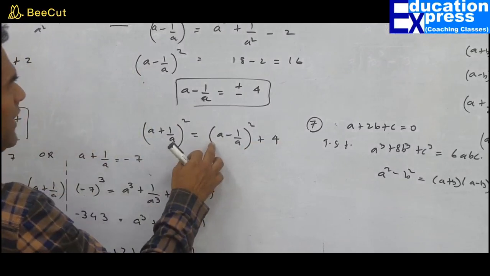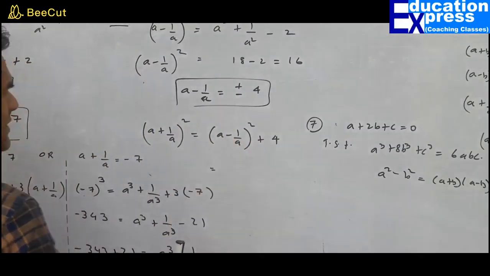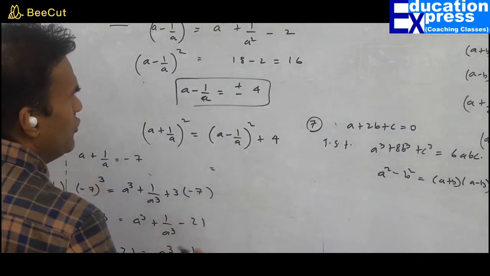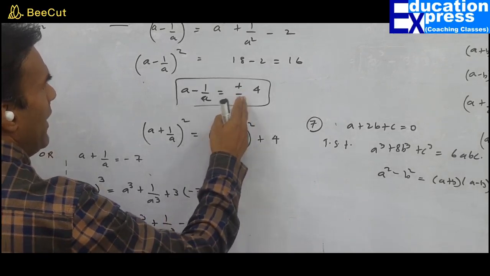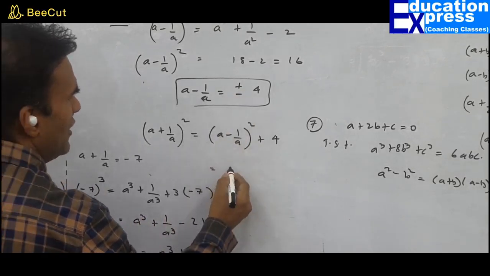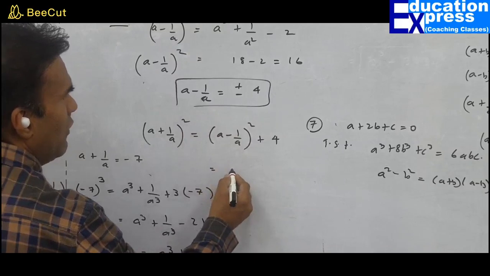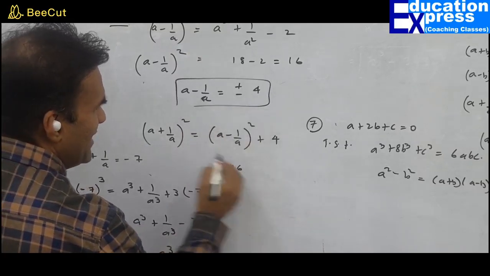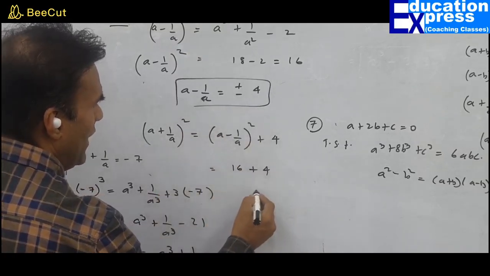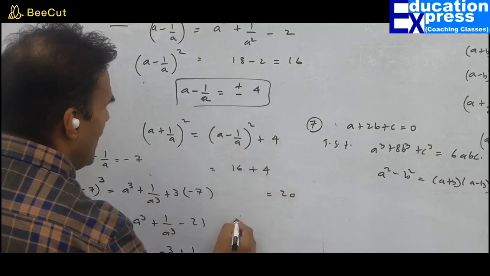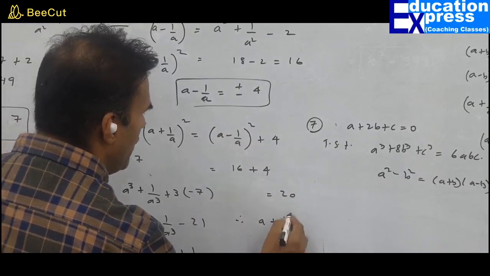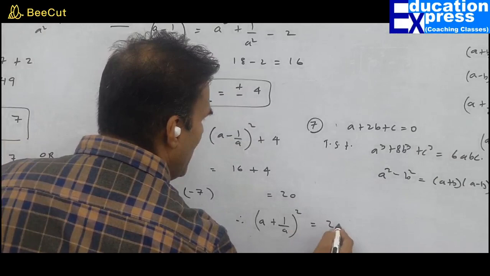Do you have the value of a minus 1 upon a? Yes sir. So what value do you have? Whether you write plus 4 or minus 4, because it is a square, my answer would be 4 square, that is 16. 16 plus 4 is 20. That means a plus 1 upon a square would be 20.